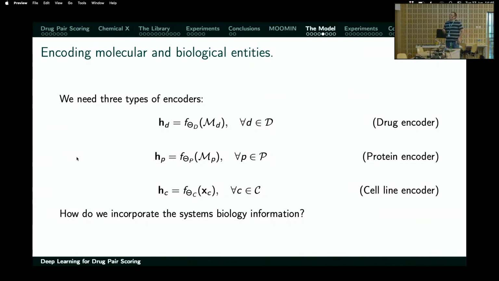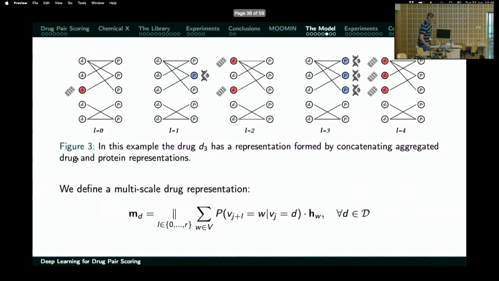And then comes the question: these are individual pieces of information about these molecular entities and biological entities, and how do you incorporate the systems biology information, how things interact with each other? That is the next question. Cool. So what we did is that first let us observe that because we have a bipartite graph, there are no interactions between drugs themselves, and there is no interaction between proteins. That's one of the things.